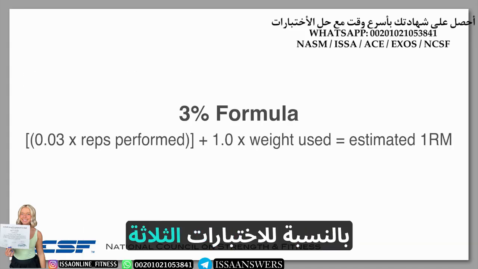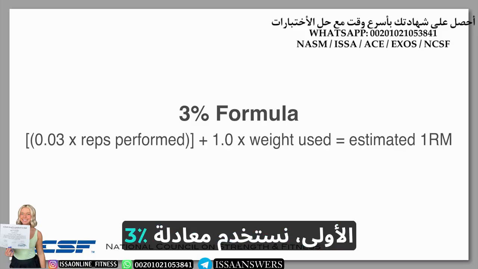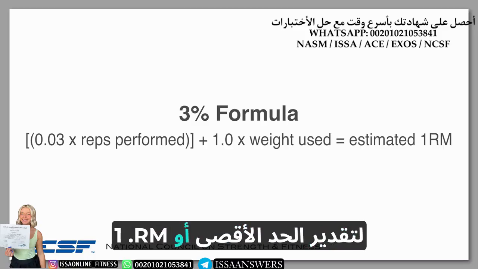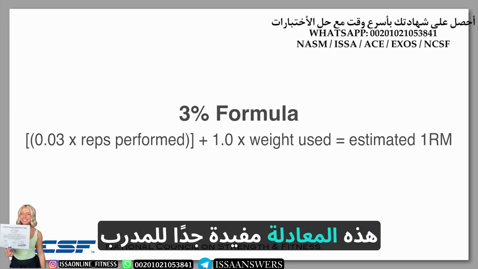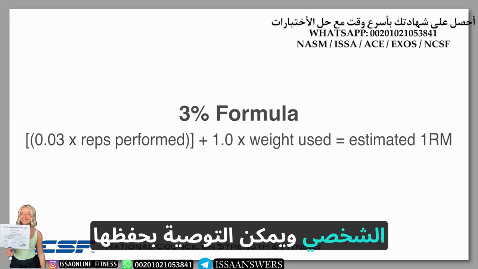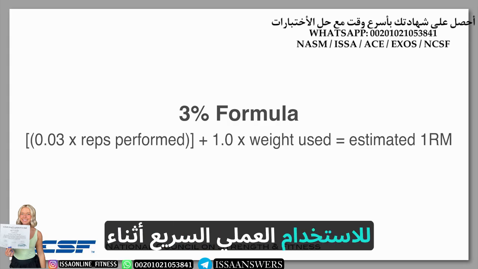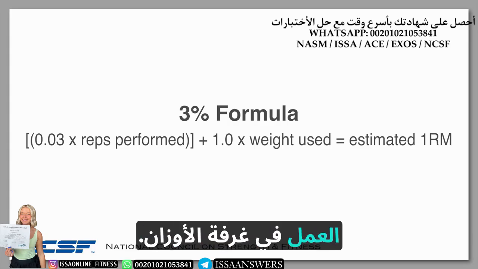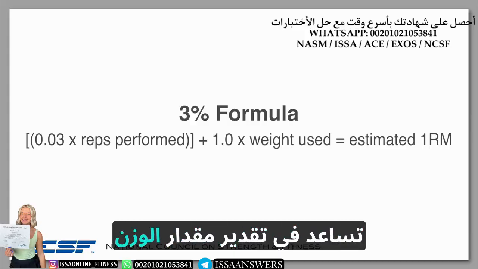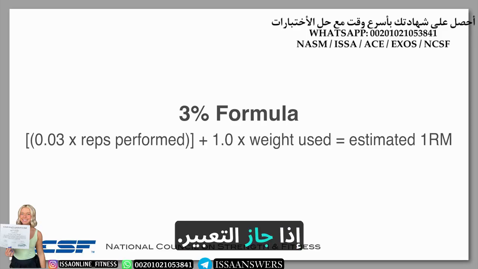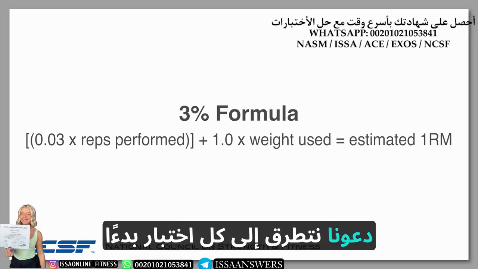For the first 3 tests, we use the 3% formula to estimate a max or 1 RM. This formula is very useful to the personal trainer, and it could be recommended to memorize it for quick practical use while working in the weight room. It helps estimate how much weight to put on the bar, so to speak, instead of using guesswork.